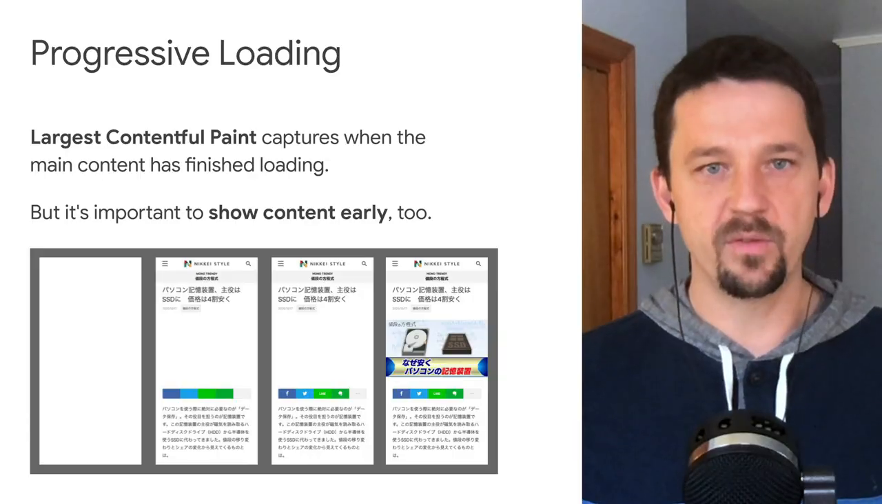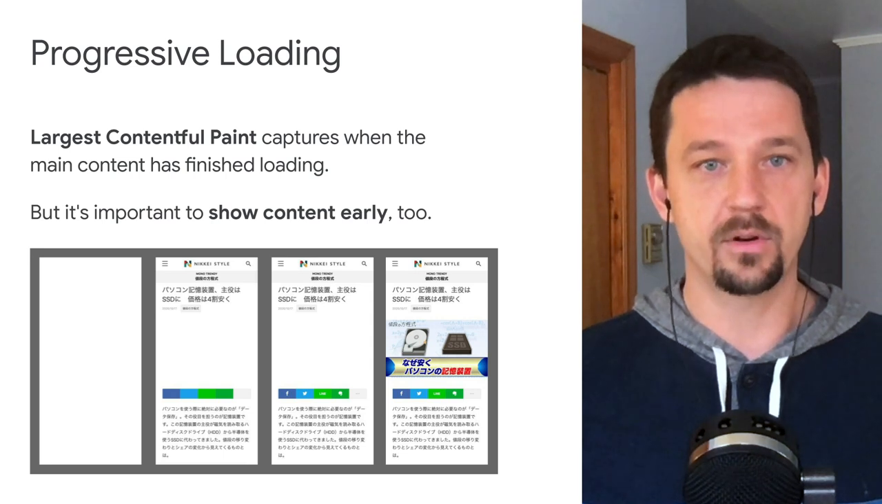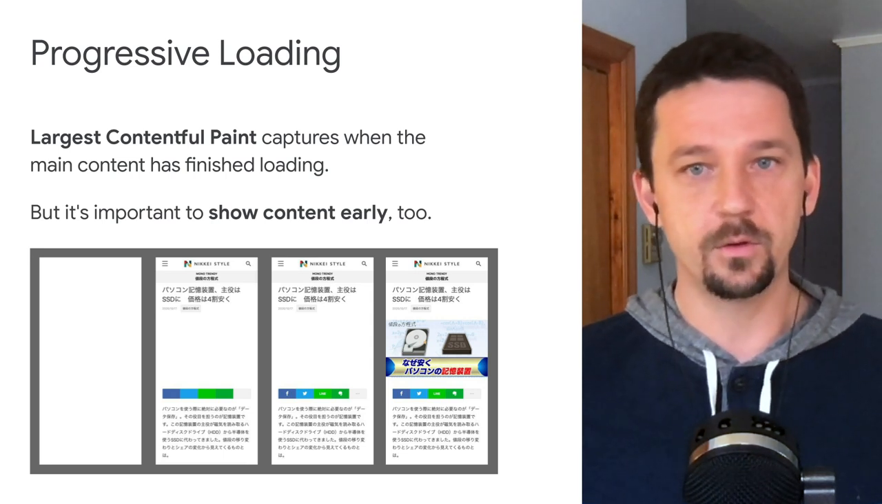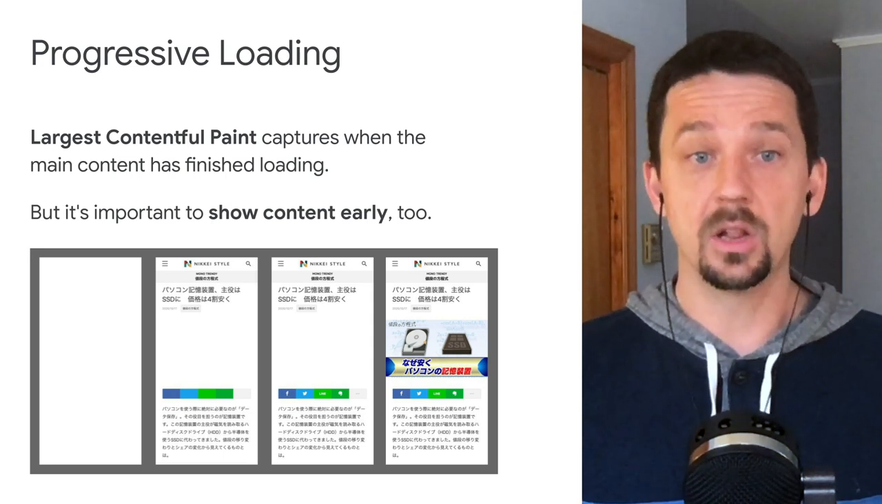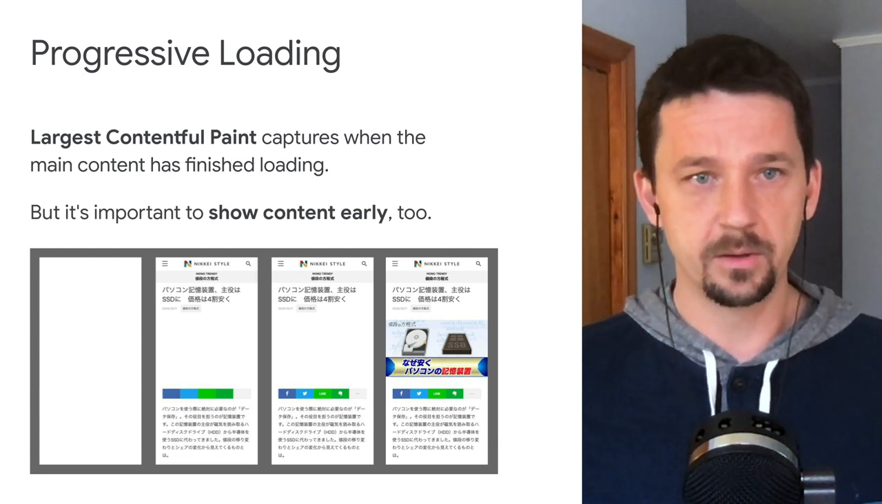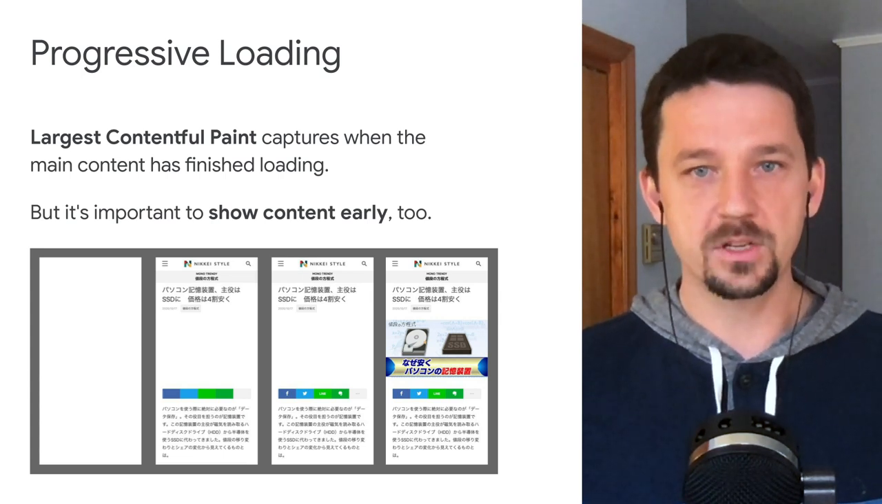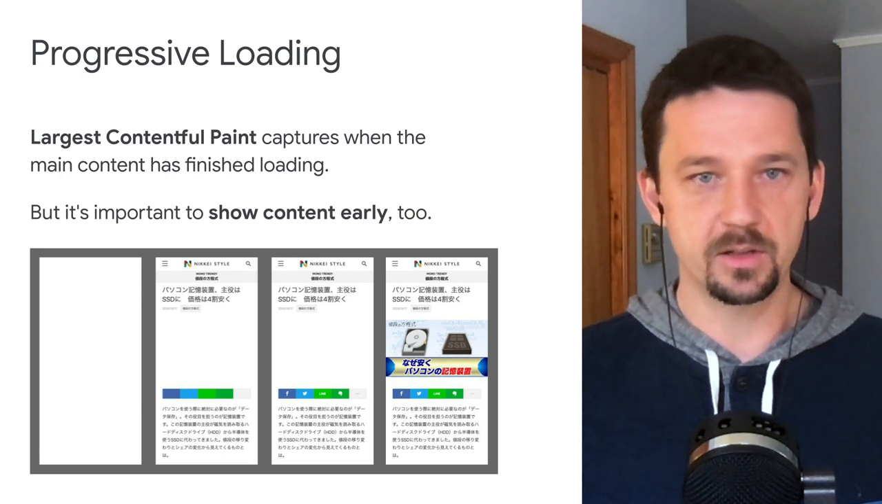First, progressive loading. As we mentioned, we've tried hard to keep the Core Web Vitals concise, but we've also gotten a lot of feedback that for years we've been talking about how there are multiple key moments for the user as a web page loads. Largest contentful paint measures when the main content is finally visible, but getting content on screen quickly is critical too. First contentful paint measures that part of the experience.